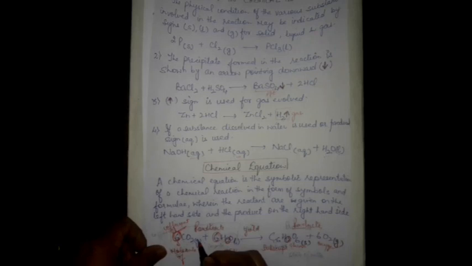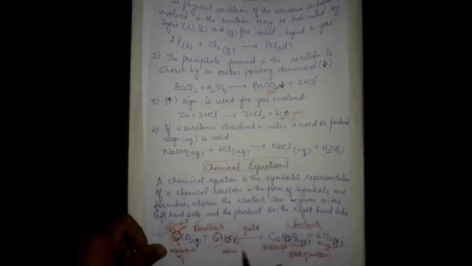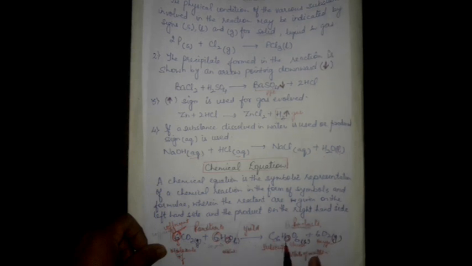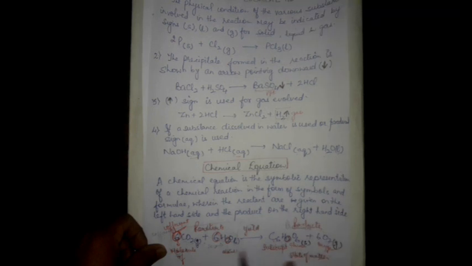Here I have written S, here G, here again G and L. These all indicate the state of matter. Because, as you know, the 3 forms of matter are solid, liquid and gas. So carbon dioxide is in gaseous form and water is in liquid form, and again glucose is in solid form and oxygen in gaseous form. So these are the states of matter.